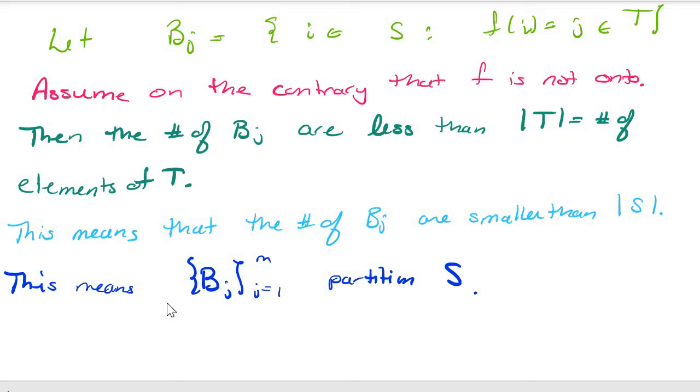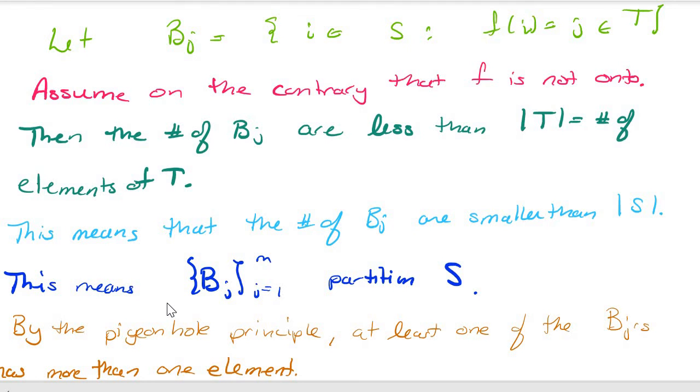That means that the B_js partition S. Look at your example to see that. If you take the union of all the B_js that you came up with, you get S. And they're all disjoint. There's nothing in one B_j that's in another one. They're all separate from each other by definition of function. So I'm using the fact that this is a function. By the pigeonhole principle, there must be at least one of the B_js that has more than one element.